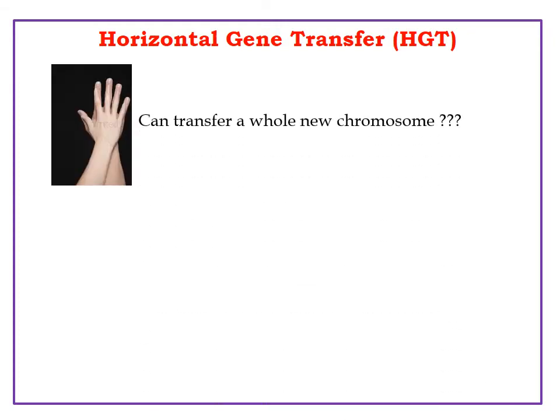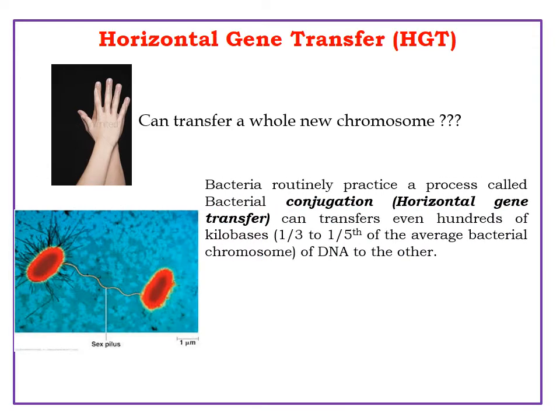Just imagine you are touching the palms of your friends and acquiring a whole new genome. What does it sound like? A science fiction scenario? But for bacteria, it is not fiction at all. Bacteria can transfer a DNA segment with a length of even hundreds of kilobases. This is 1/5 to 1/3 the size of the average bacterial chromosome. This process is one of a group of processes called horizontal gene transfer.